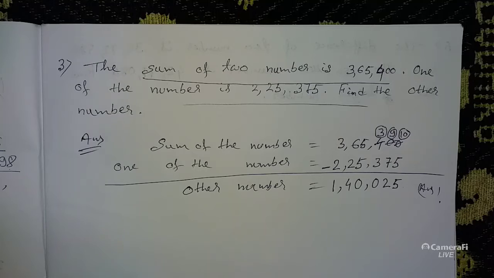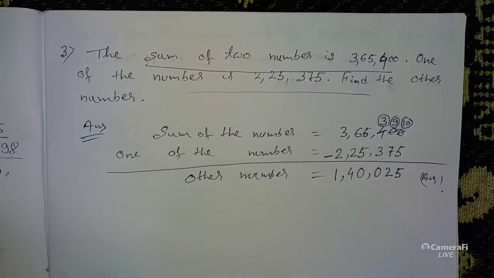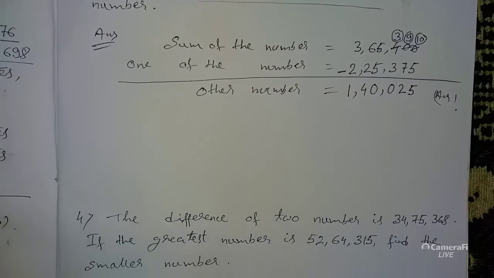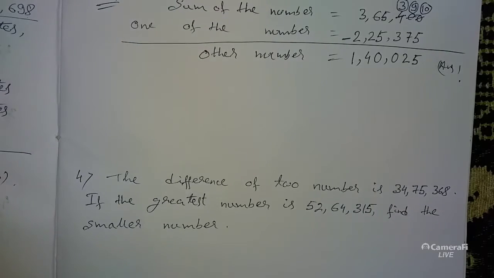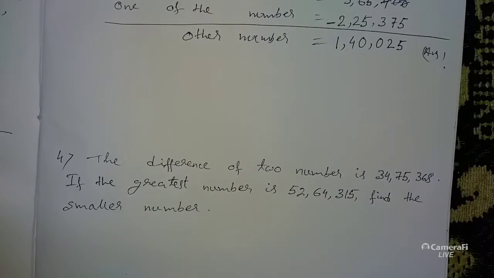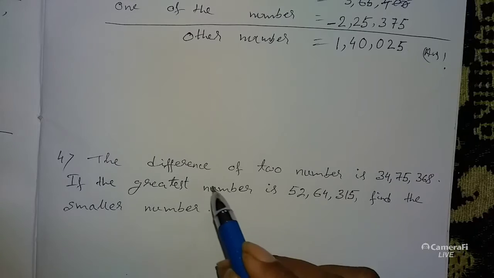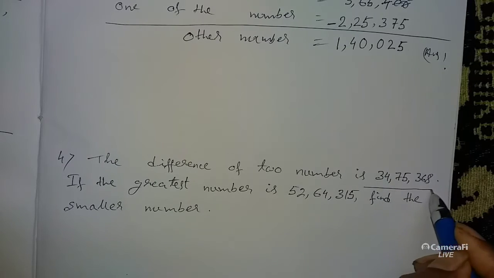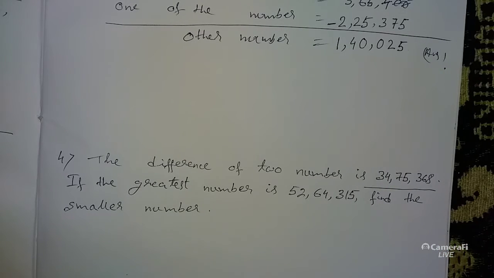Okay. Now come to another case. Whenever instead of the sum, the difference of two numbers is given, that is the result of subtraction, and the greater number is given, you have to find the smaller number.